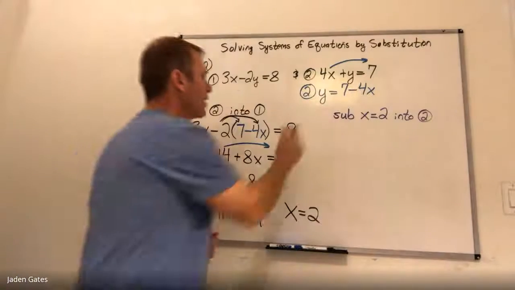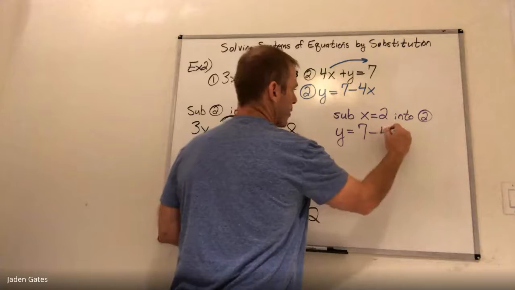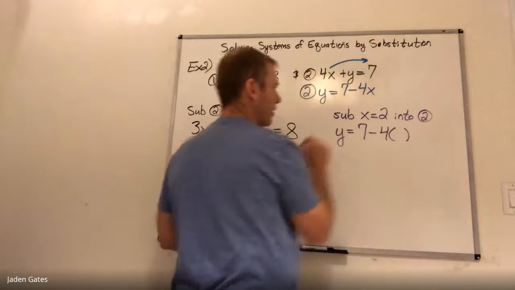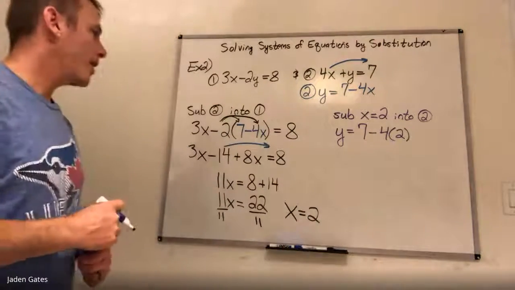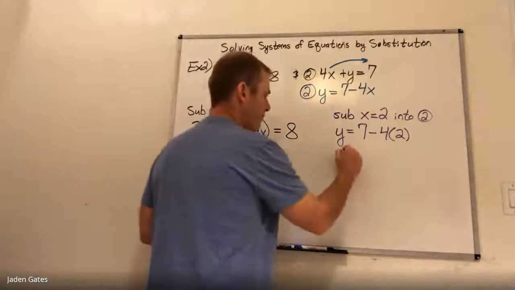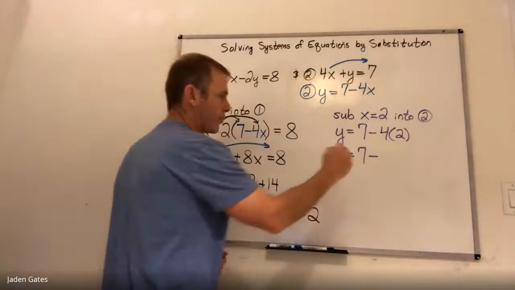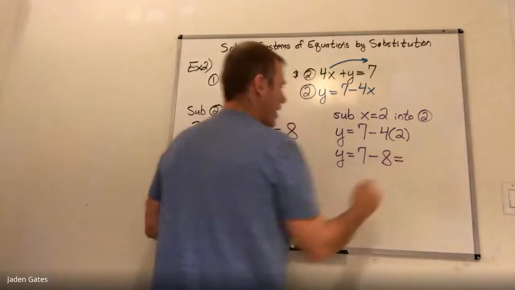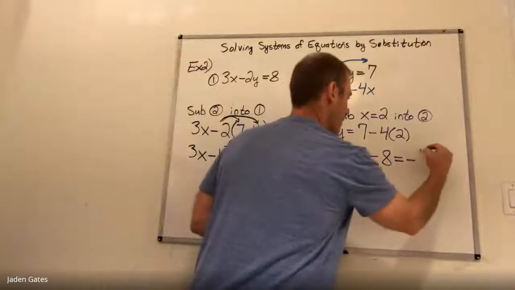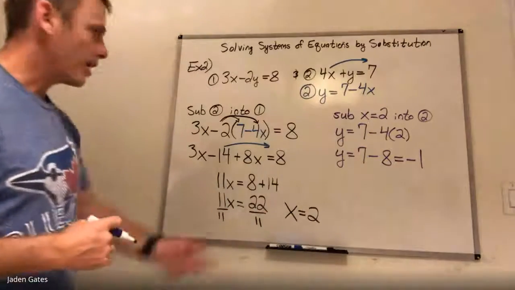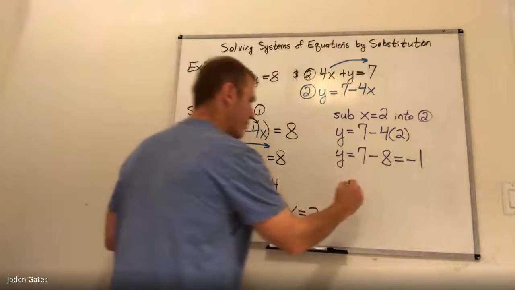All right, so I have y equals 7 minus 4x, but I know x is a 2. There we go. All right, and again, I'm going to figure out the y coordinate of my point of intersection here. So I have 7 minus 4 times 2, which is 8. And, well, 7 minus 8 is negative 1. All right, I've got my x, and I've got my y coordinate. I got my point of intersection. All I have to do is state it.